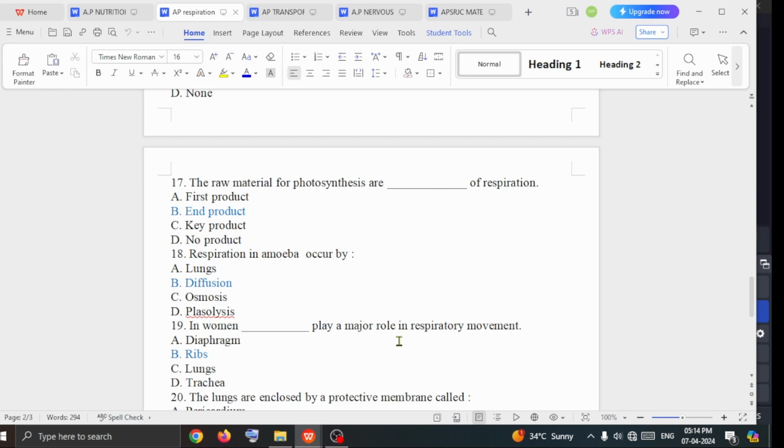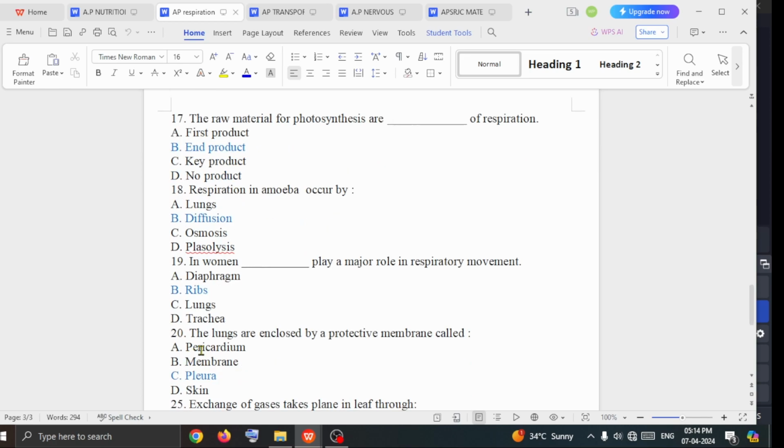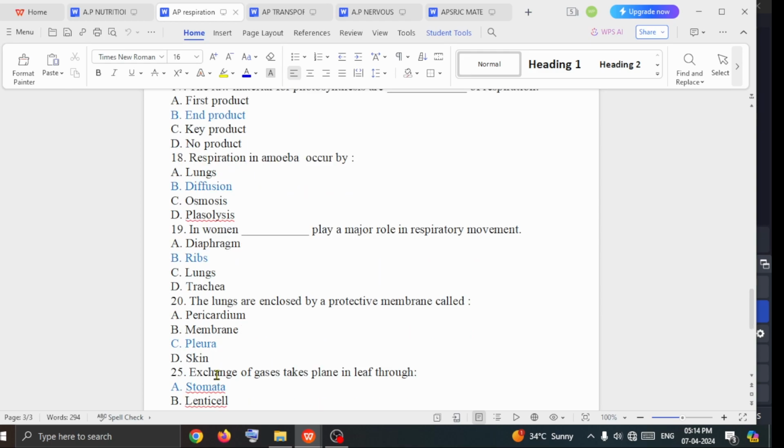19th question. In humans, dash plays a major role in respiratory movement. Option A diaphragm, option B ribs, option C lungs, option D trachea. The answer is ribs. 20th question. The lungs are enclosed by a protective membrane called: option A pericardium, option B membrane, option C pleura, option D skin. The answer is pleura. The lungs are covered and protected by a protective membrane that is called the pleura.